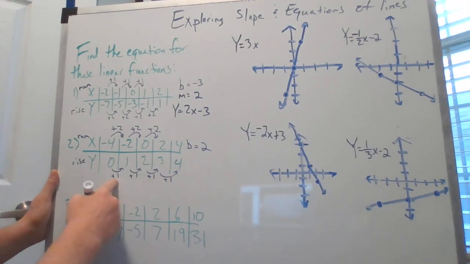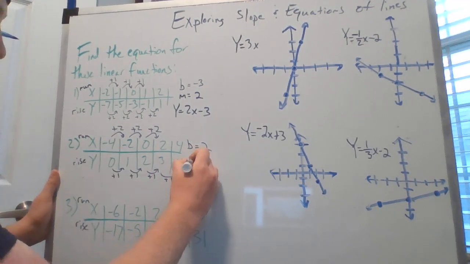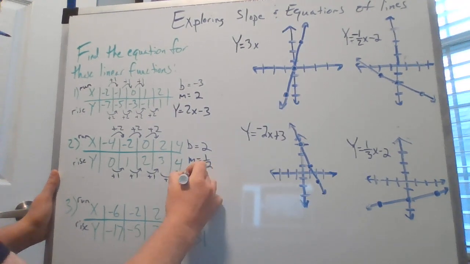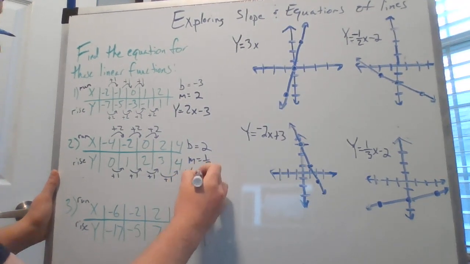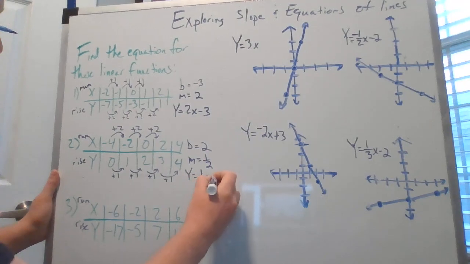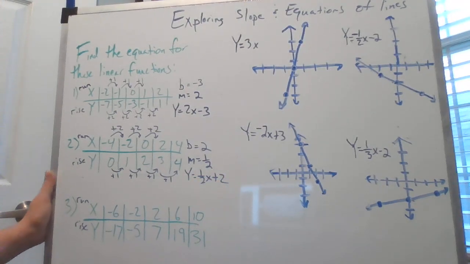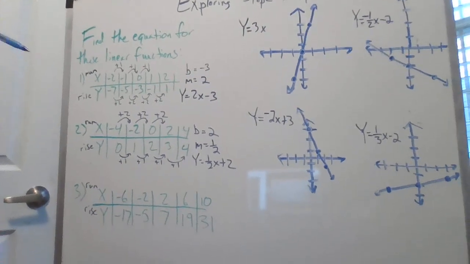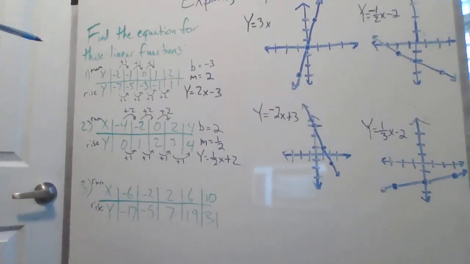So my rise is 1, my run is 2. That is a fraction of 1/2. So my equation for this table is y equals 1/2 x plus 2. Now, again, these are suggestions. I'm just trying to spell it out for you, make it easy as can be.